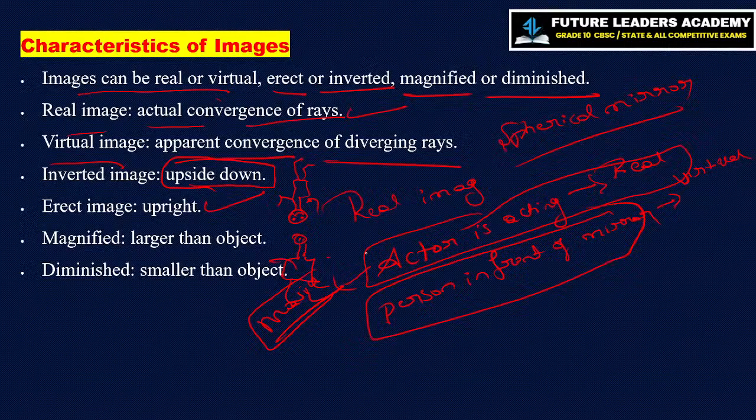Okay, upright image. Then magnified means larger than the object, when the image is larger than the size of an object. We say it as magnified. Diminished means smaller than the object. When the image forms larger than the object, that time it will be magnified. If you have any doubt, comment.